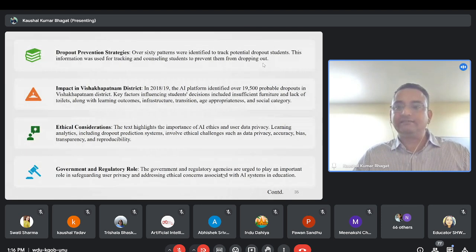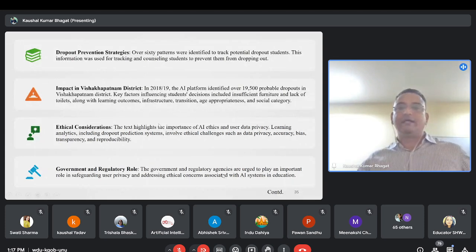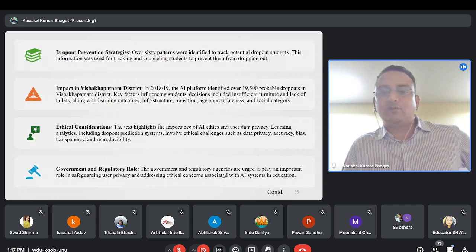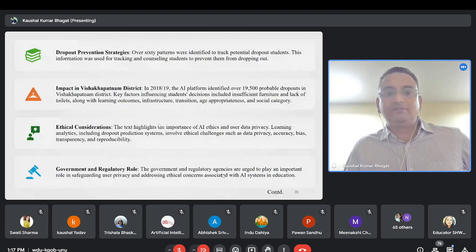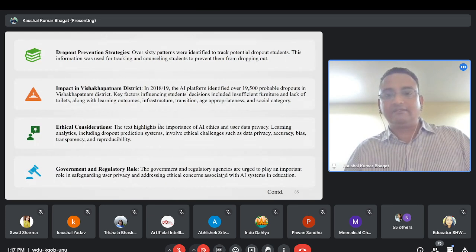They predicted how many students were going to drop out, and then they went through the whole thing and made improvements, whether it was insufficient furniture, lack of toilets, or learning outcome infrastructure they had identified. It helped the local community and the schools involved in this project. They added furniture and changed the quality of the teaching, all those kinds of things, and that reduced the dropout.